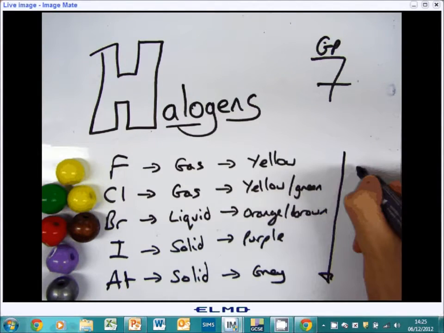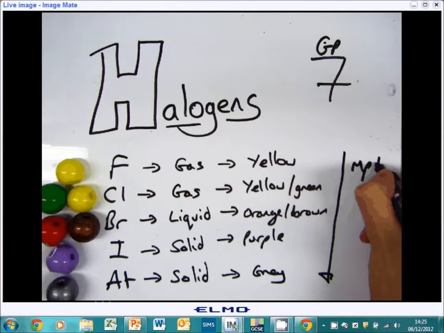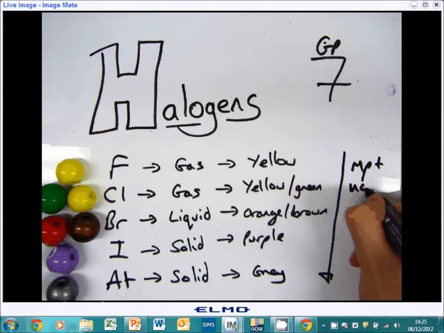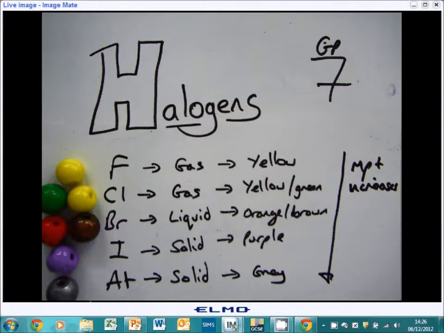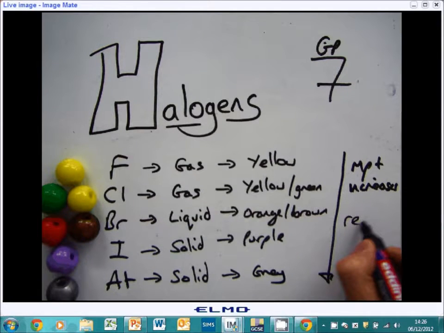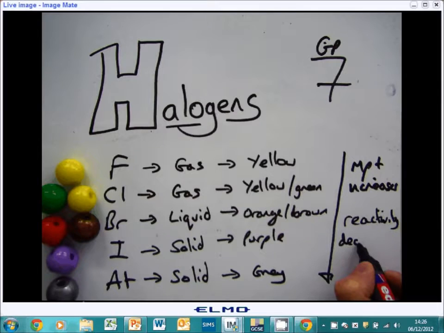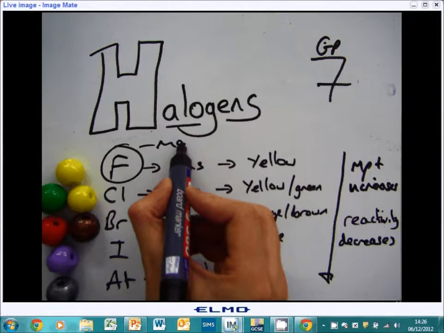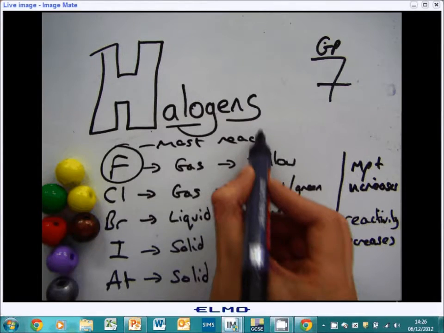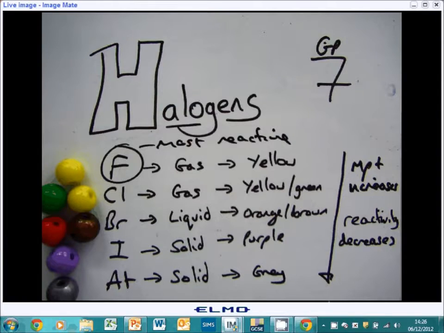As you go down the group, melting point and boiling point increase, and reactivity decreases. Therefore, fluorine has the lowest melting point and is the most reactive, and astatine is the least.